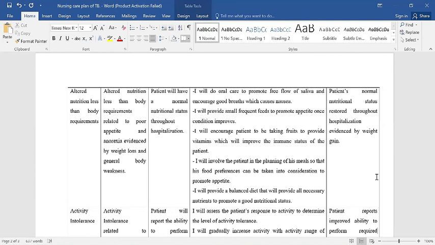Number two, we are saying I will provide small frequent feeding to promote appetite.